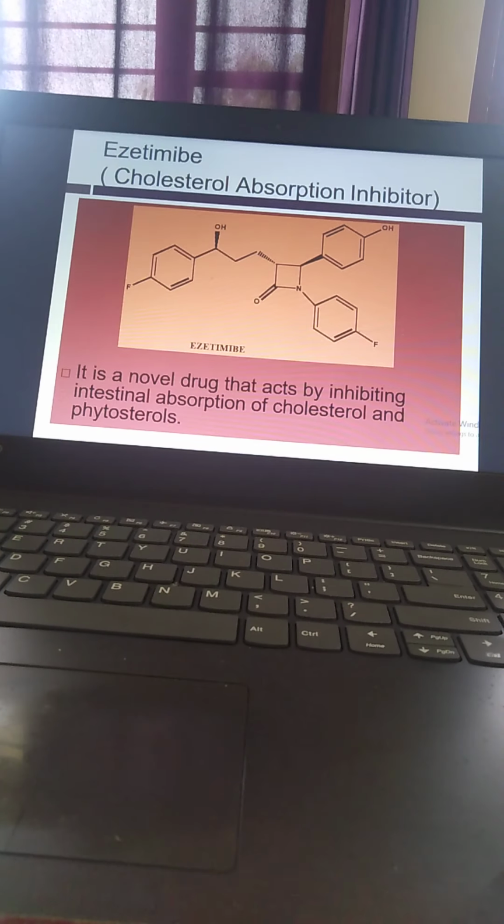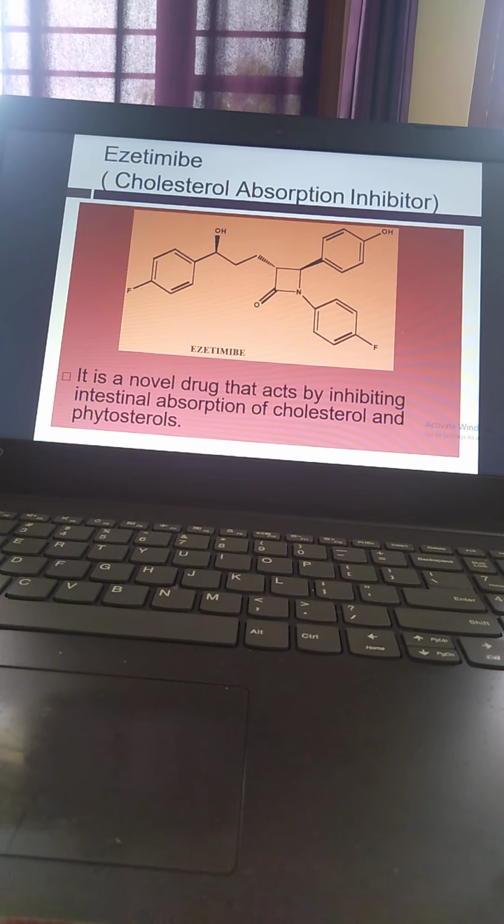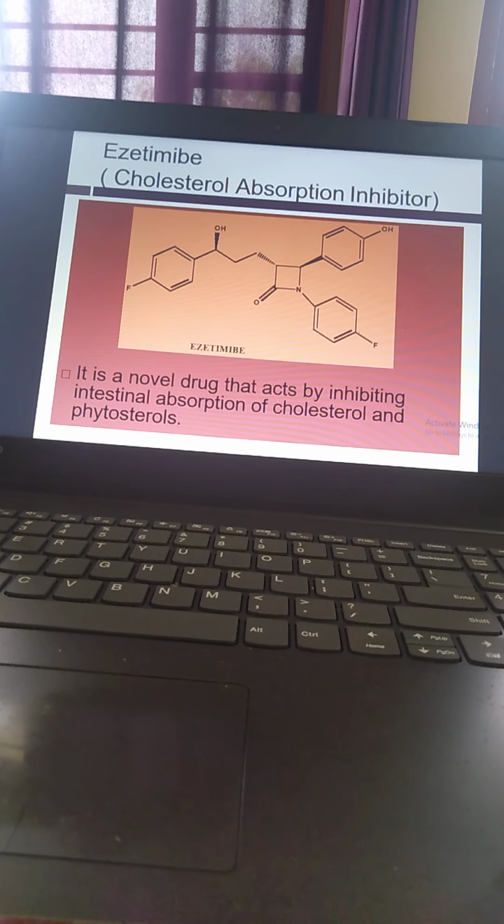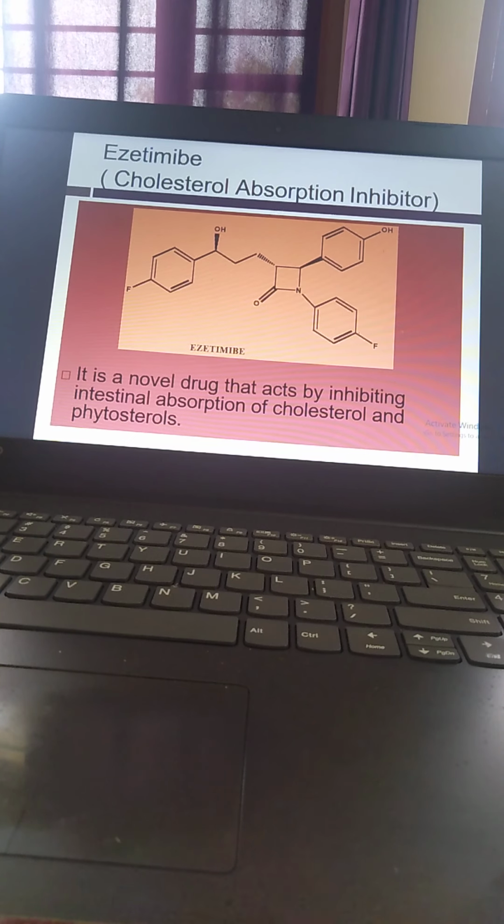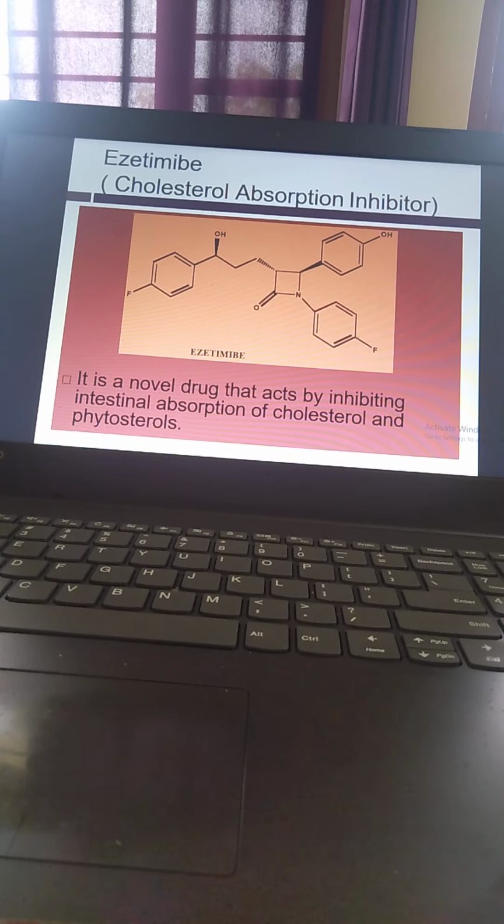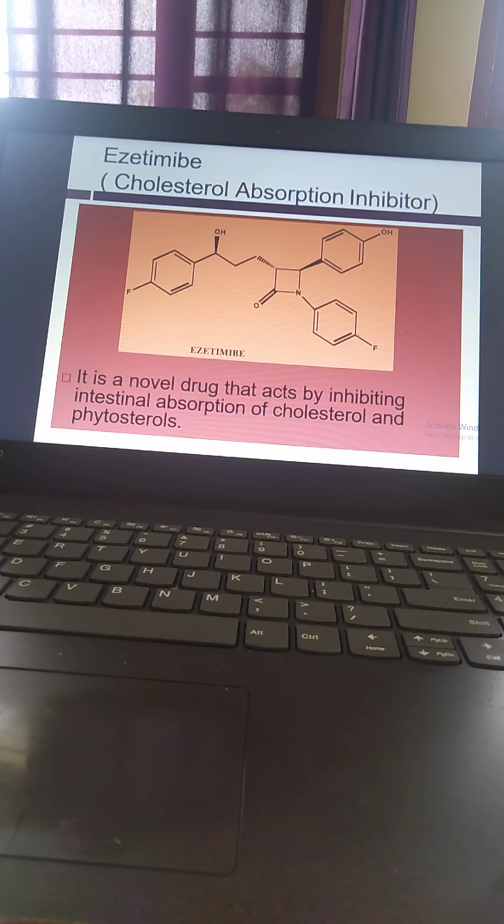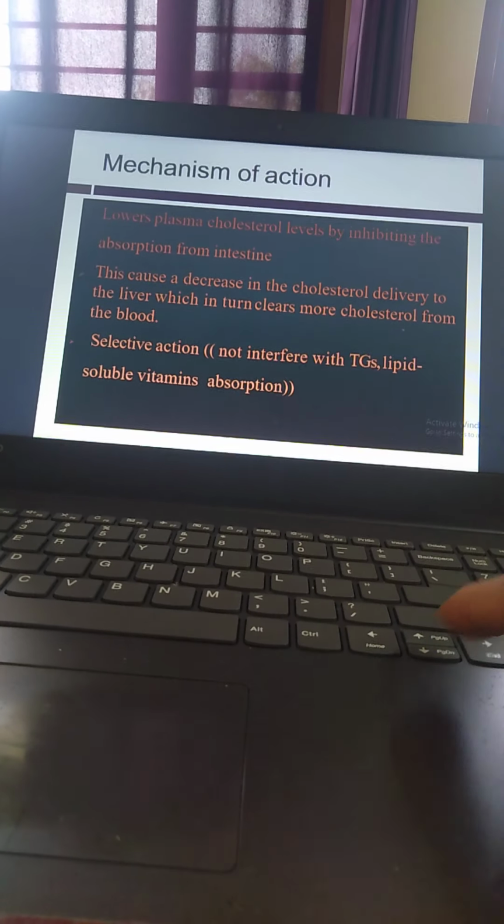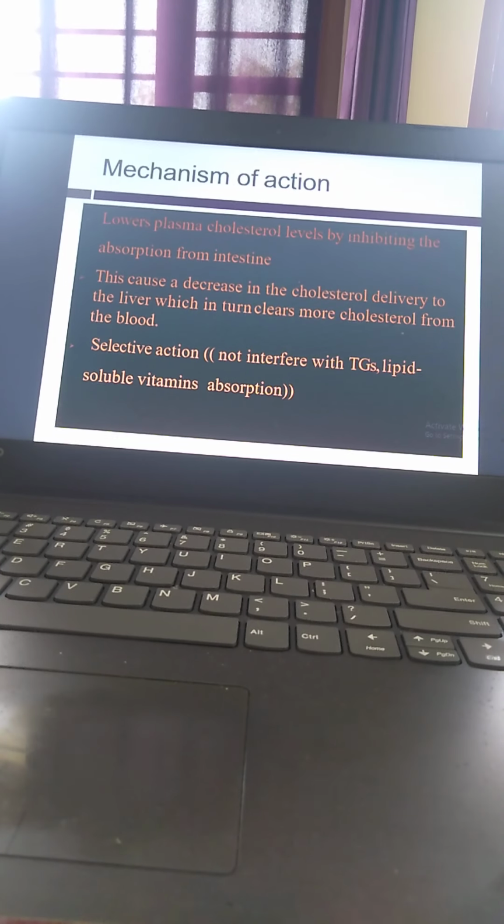Now we have ezetimibe. This is the cholesterol absorption inhibitor. It also acts in the intestine. It's a novel drug that acts by inhibiting the intestinal absorption of cholesterol and phytosterols. So cholesterol and phytosterol absorption at the intestine is inhibited by ezetimibe. It lowers plasma cholesterol level by inhibiting absorption from the intestine.